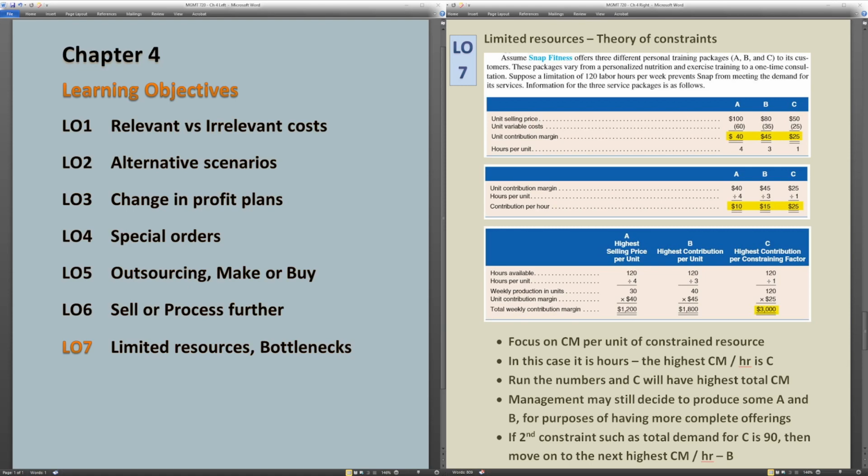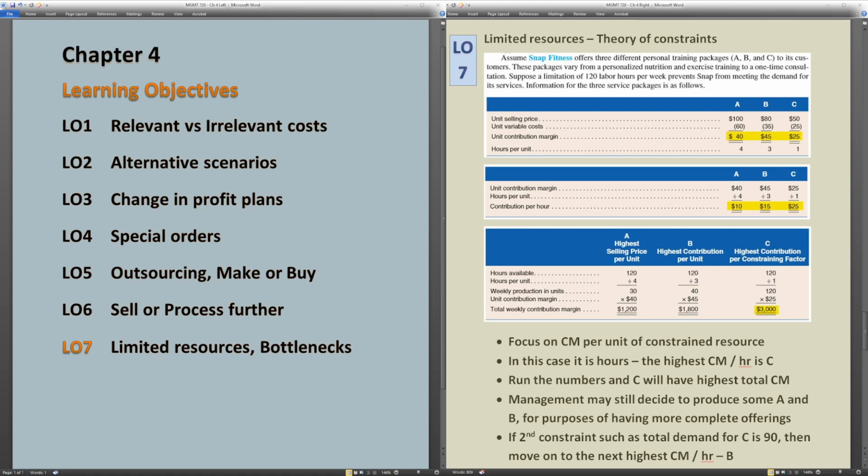So limited resources doesn't just focus on the contribution margin. It focuses on the contribution margin per unit of the constrained resource. For each individual problem, the constrained resource will be a little different, but you have to define it as contribution margin per unit of constrained resource. In this situation, it was hours. Therefore, the highest contribution margin per hour is C. When you run the numbers, C has the most.